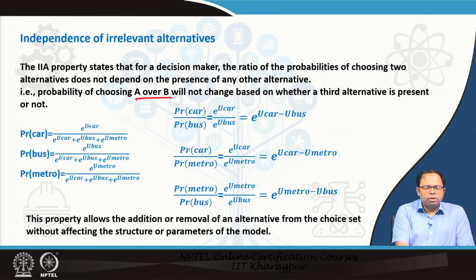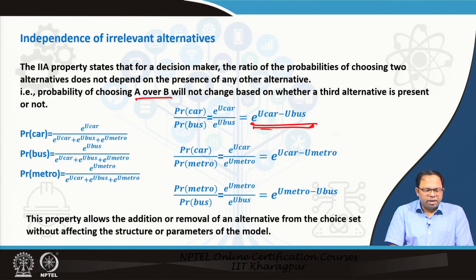Probability of car is e to the power utility of car divided by e to the power utility of all the other modes. So we also say that probability of car divided by probability of bus, as per the IIA property, is, if I equate these two equations, e to the power u car minus e to the power u bus, which could be written as e to the power u car minus u bus. So basically what we are saying is the probability of choosing A over B will not change based on the third alternative. Car and bus will not be affected by metro. So only these two alternatives are important.